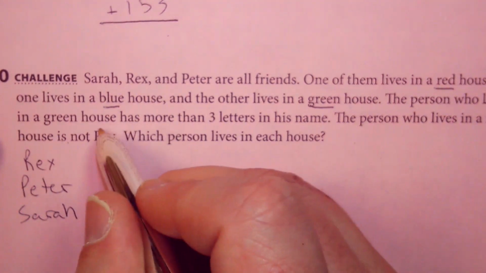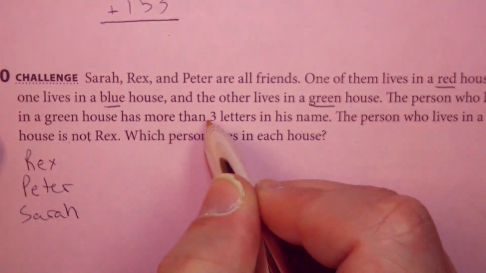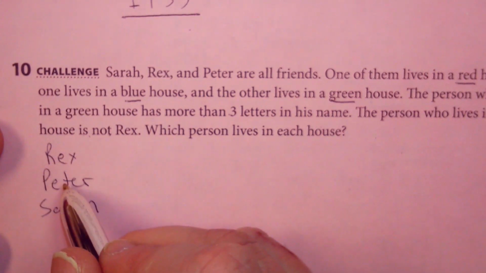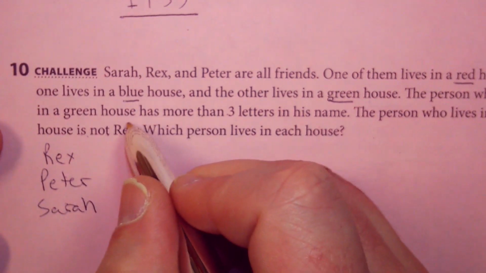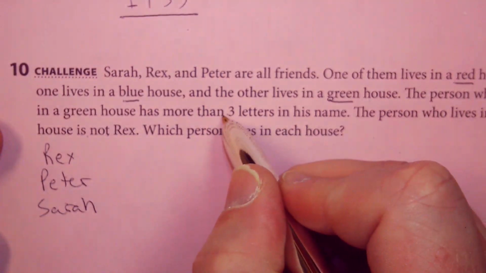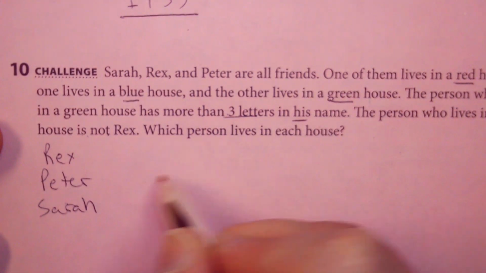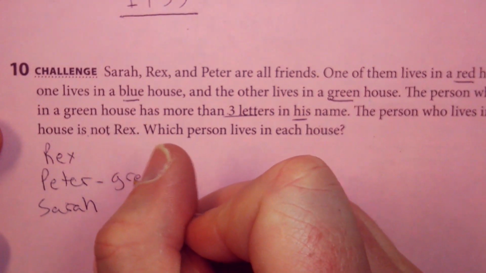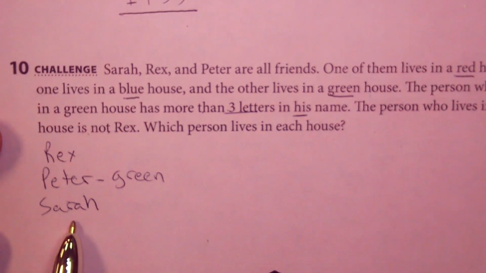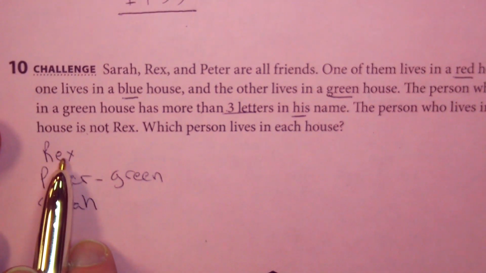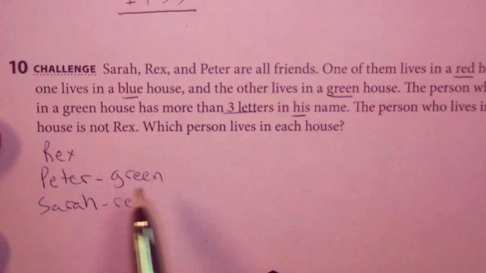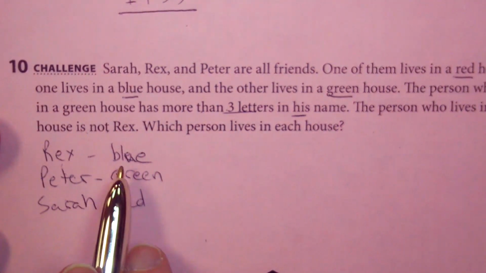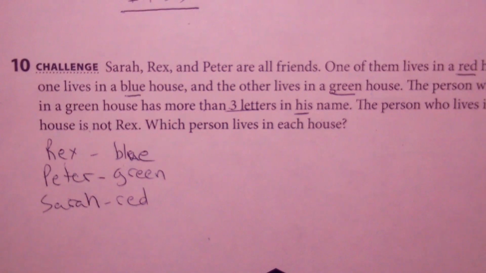The first clue says the person who lives in a greenhouse has more than 3 letters in his name. Well, Rex is 3 letters, so he's out. Both of these names have more than 3 letters. The person who lives in a greenhouse has more than 3 letters in his name. Has to be Peter. The person who lives in a red house is not Rex. So if Rex doesn't live in the red house, Sarah has to. Which means Rex lives in the blue house. Sorry that my handwriting was off.